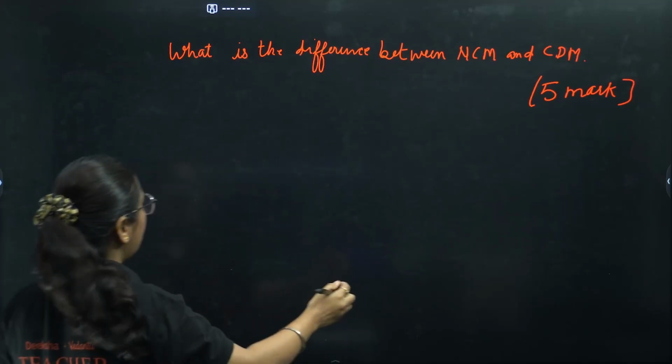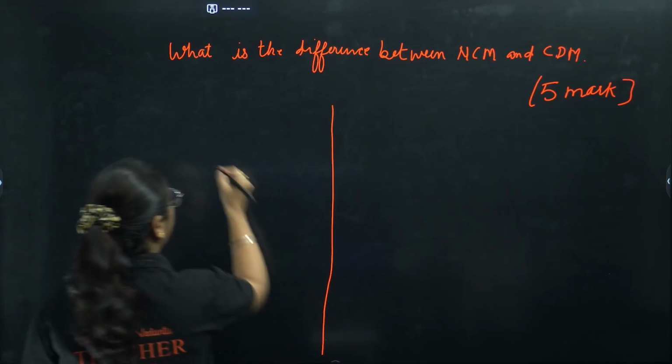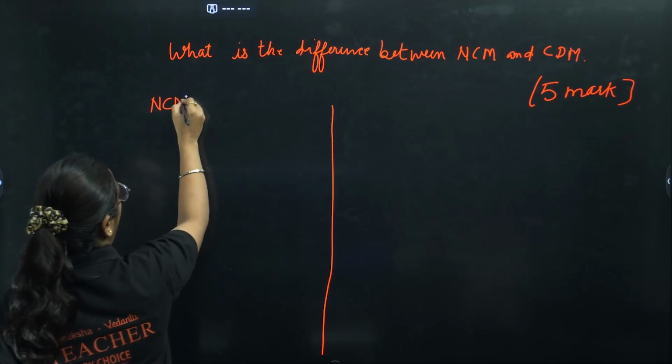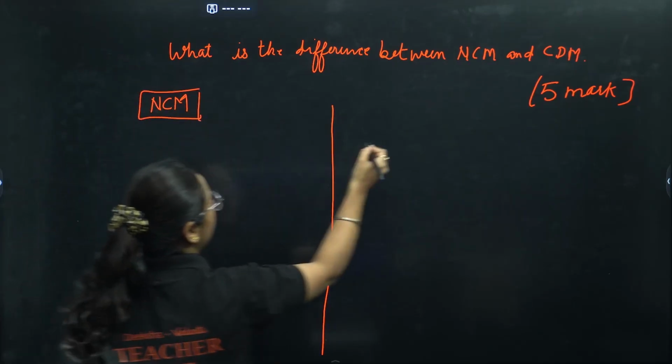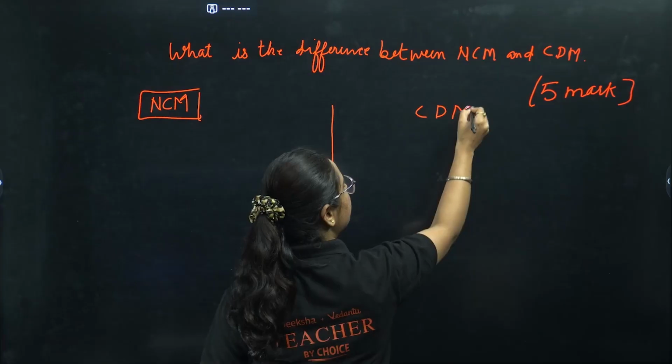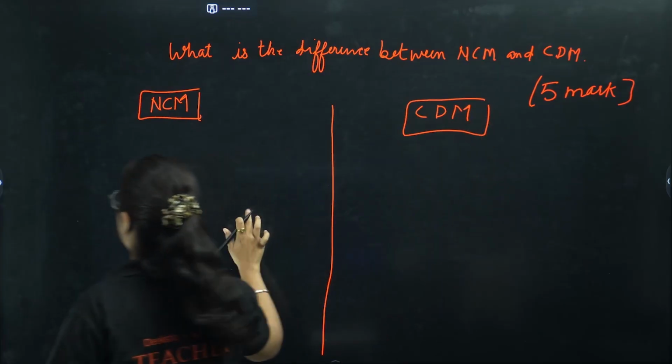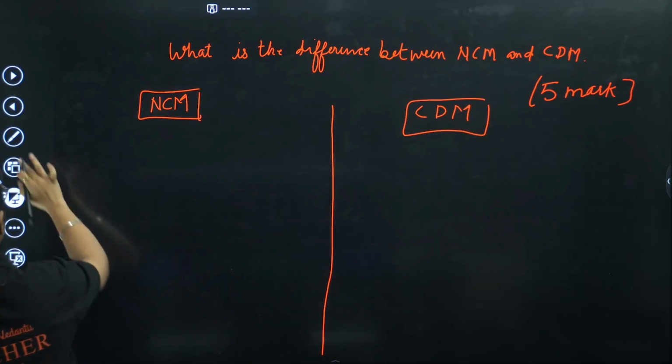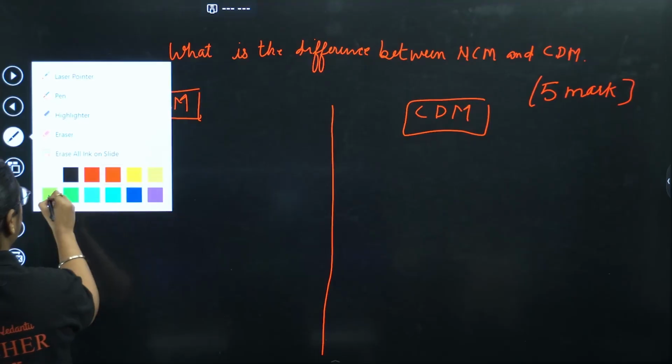Okay, so now let us make the difference between, first we will talk about the non-cooperation movement. Then here it is CDM, that is the civil disobedience movement. Get my point or not? Now we will make a list of differences between the two.